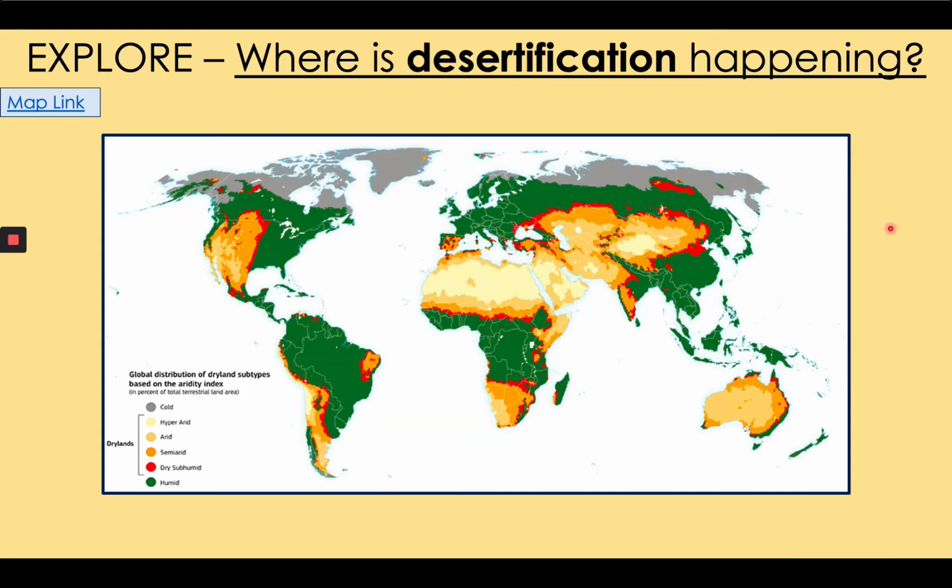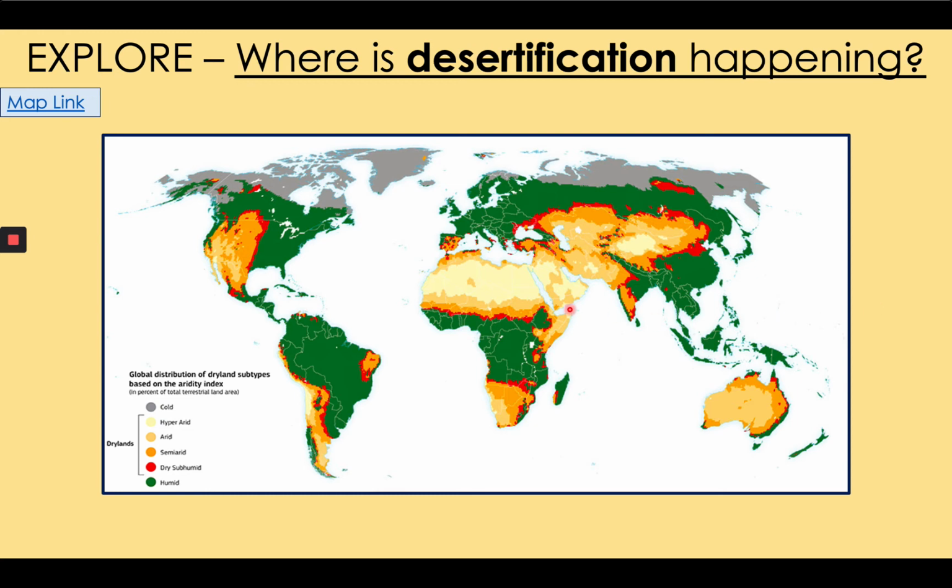Second question. Where is desertification happening? This map and its link in the top left, which you can find in the description below the video, shows the different levels of aridity, which means dryness, around the land masses of the world. Desertification is happening mostly in the semi-arid climates of the world. That is, on the fringes, which means the edges of deserts.